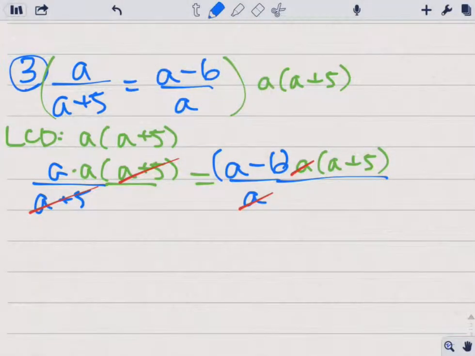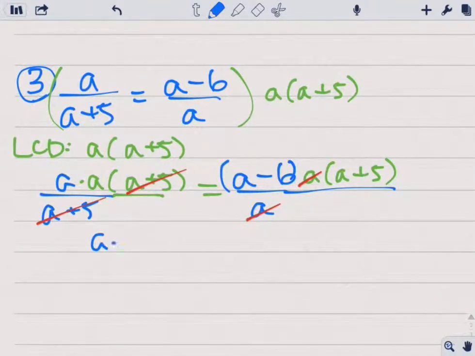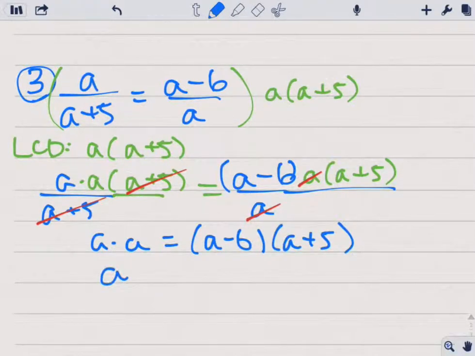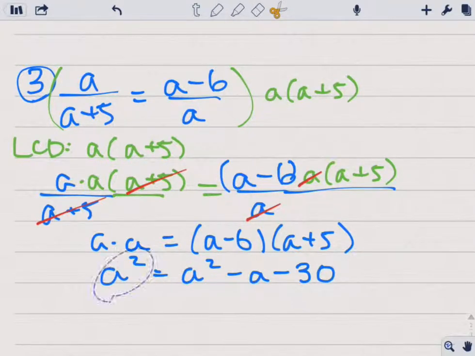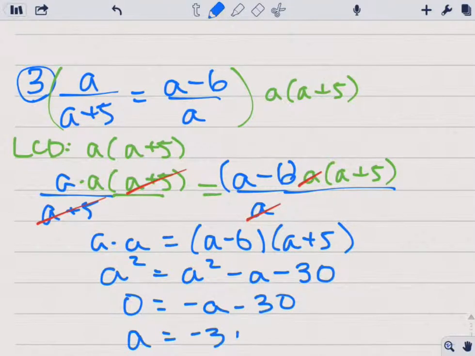So to do that, I get a times a over here, and a minus 6 times a plus 5 on the right. So we get a squared is equal to a squared minus a minus 30. Okay, it's a 30, not a 36. I'm going to subtract the a squared over here, and that cancels the a squared, so we get 0 is equal to negative a minus 30. I'm going to add the a over here, so we get a is equal to negative 30.